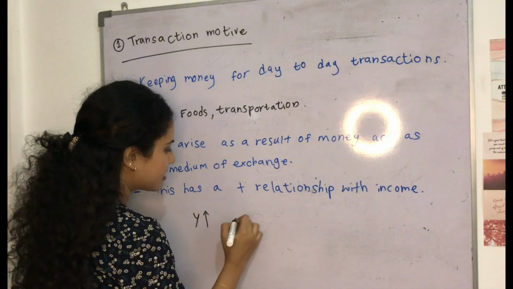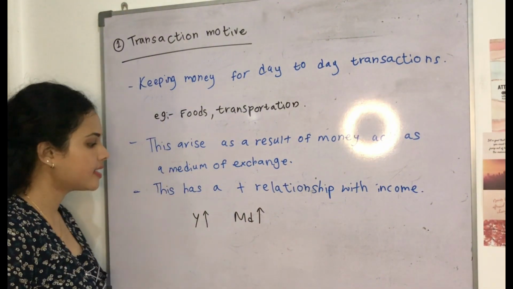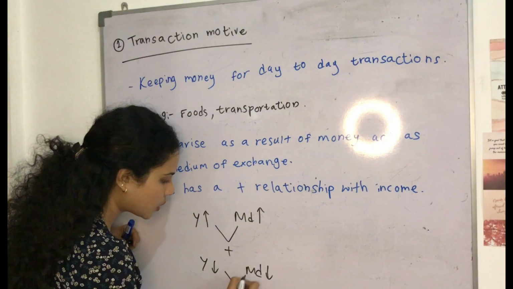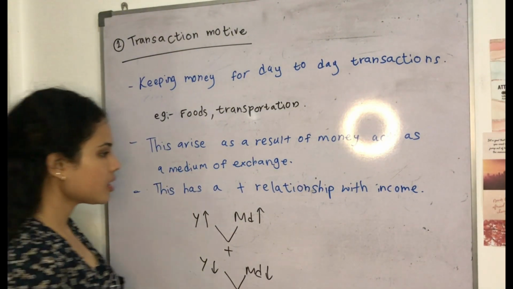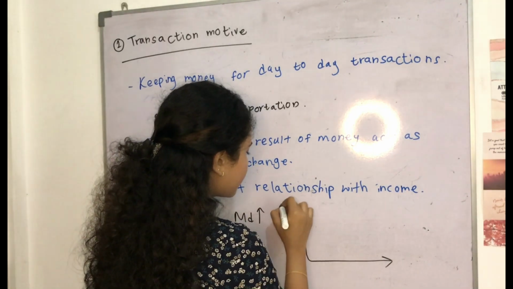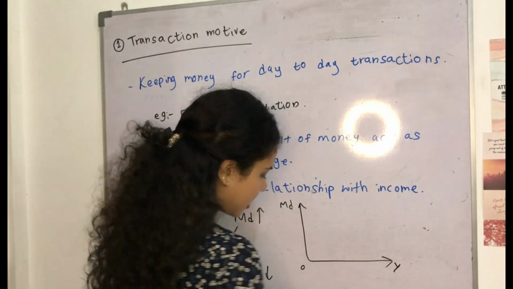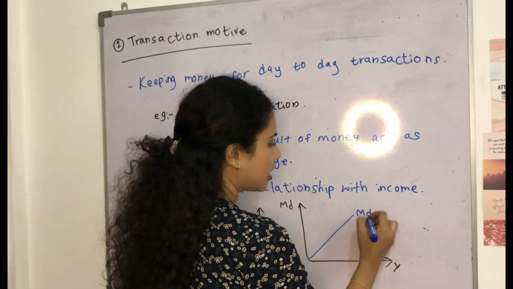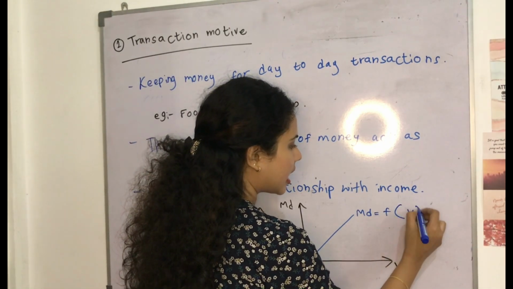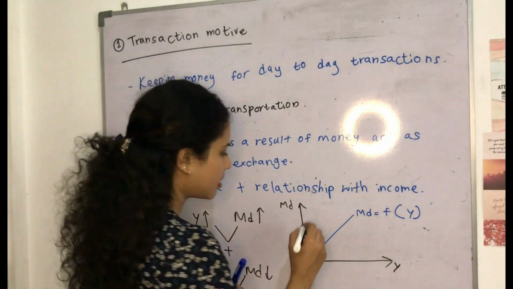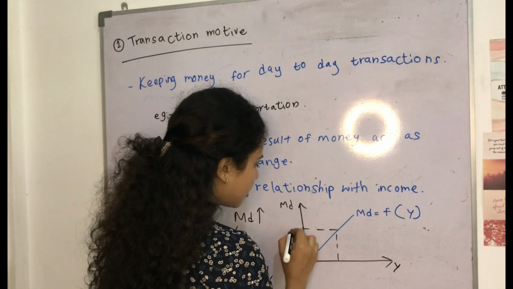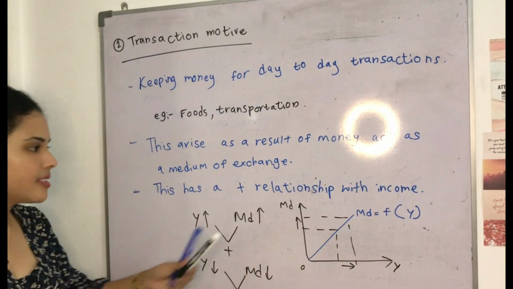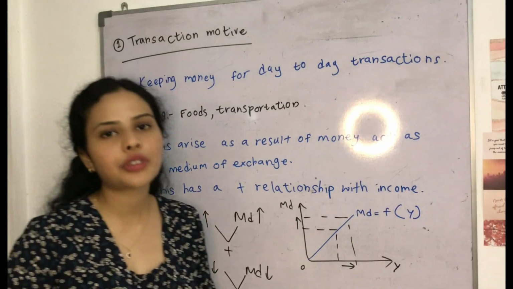That means money demand on transaction motive increases. So that means there's a positive relationship. When income decreases, money demand on transaction motive also decreases. There's a positive relationship. So how can we represent this? Using a graph. We have money demand on this axis, and income on this axis. So it's a positive function. Money demand is a function of income. When income increases, money demand also increases. There's a positive relationship between income and money demand on transaction motive.